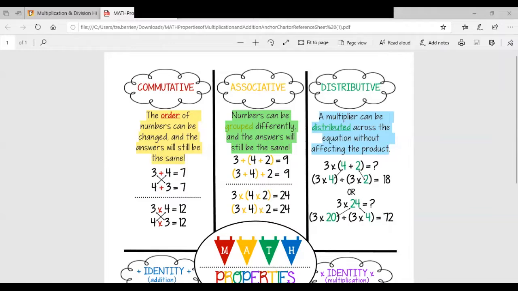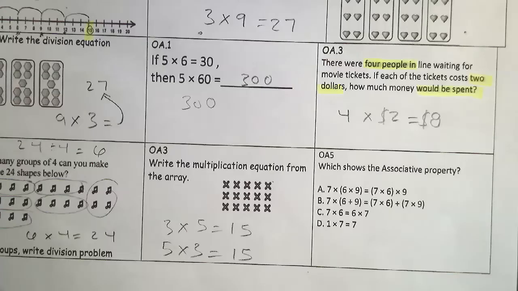Okay. Now let's go back to our problem. All right, so which shows the associative property? When we take a look at that first one, we have 7 times 6 times 9 equals 7 times 6 times 9. Notice those same 3 numbers are being used over again, and they're just grouped differently. So we know that A is definitely representing the associative property, okay? All right, we're gonna move to the next page. So go ahead and get ready for that next page that you had to do.